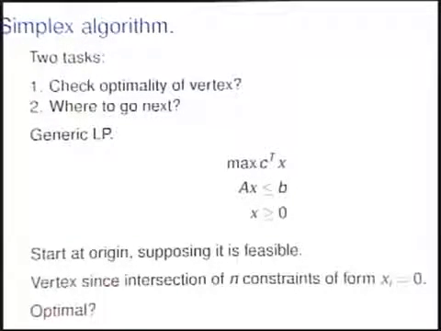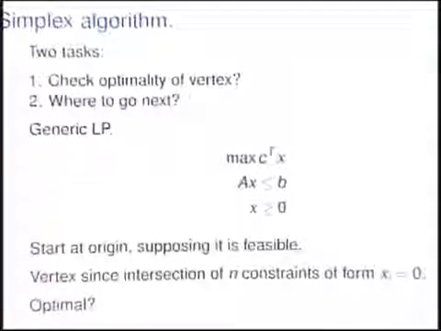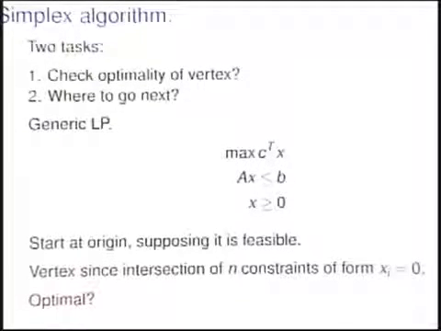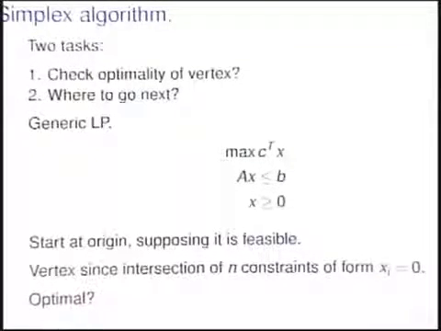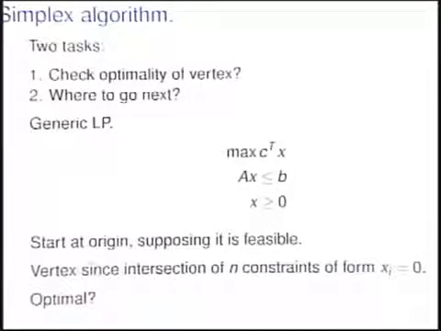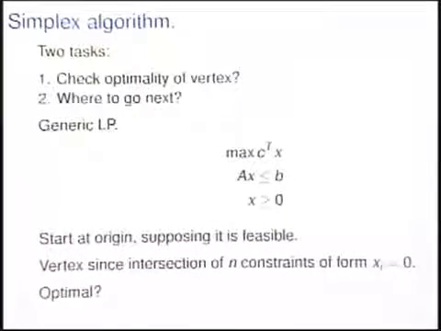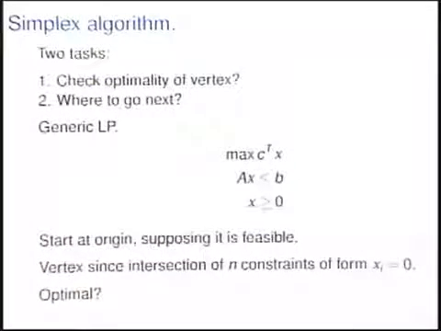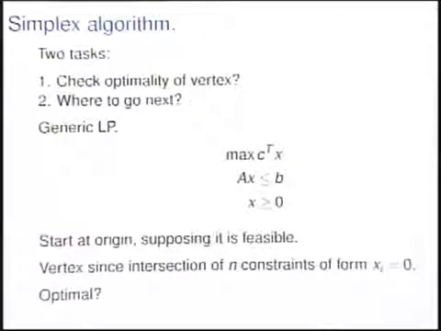Now, is this optimal? How do we tell if this is optimal? Is there an easy way to tell if the origin is optimal? You could check all the neighboring vertices, but there's an easier way. Checking neighboring vertices is complicated because we have to figure out what the neighboring vertices are and all these things. So we're going to do something that's really simple at this point, just by inspection.